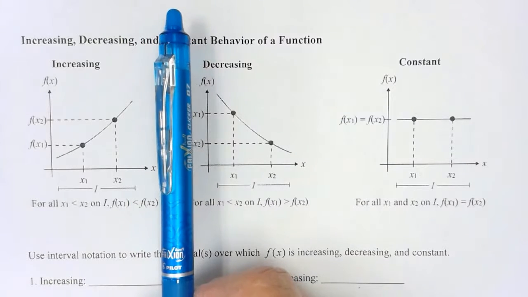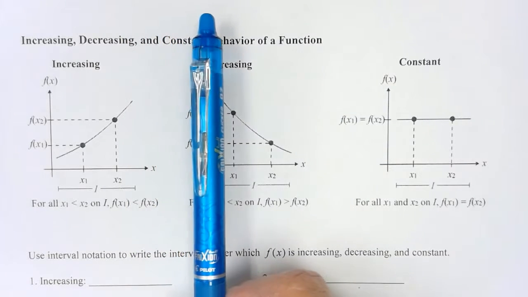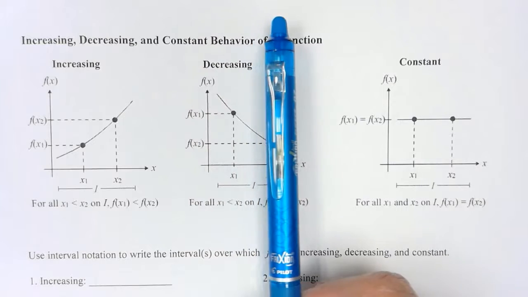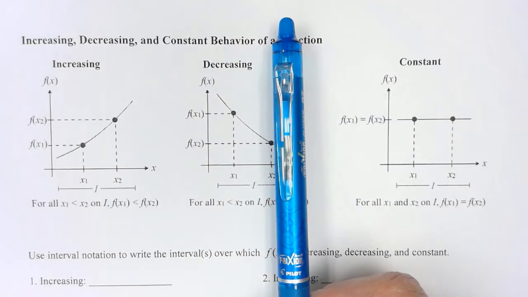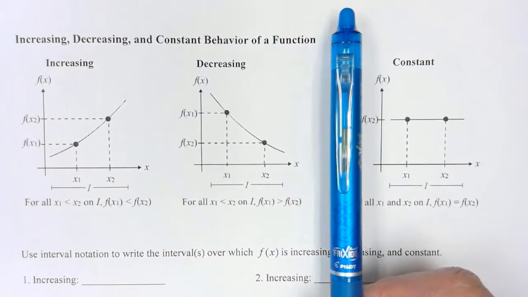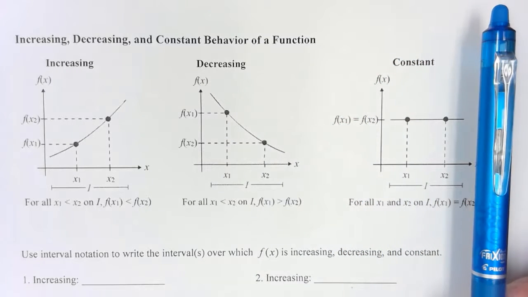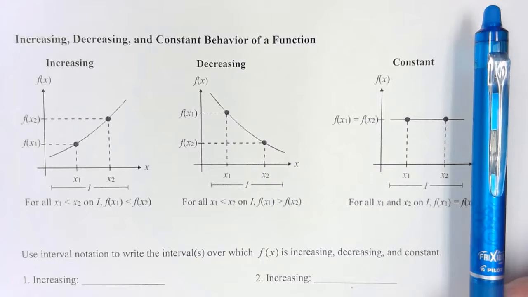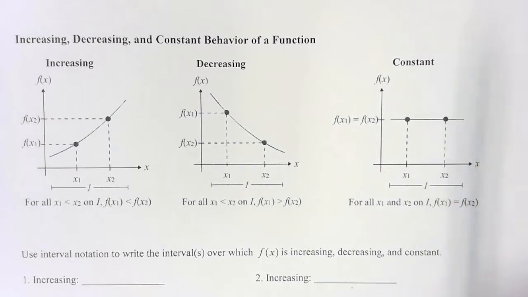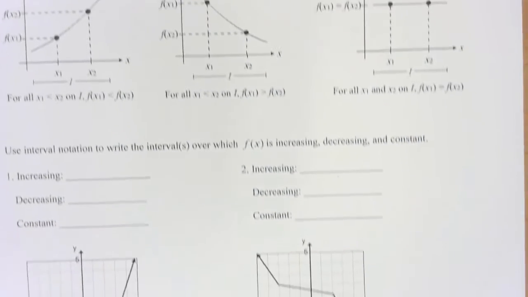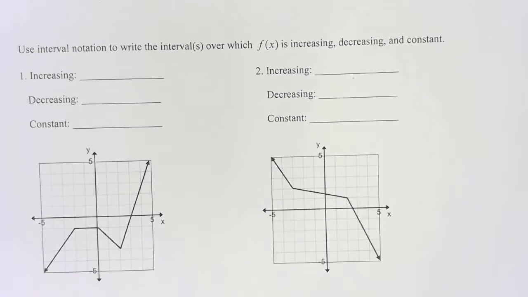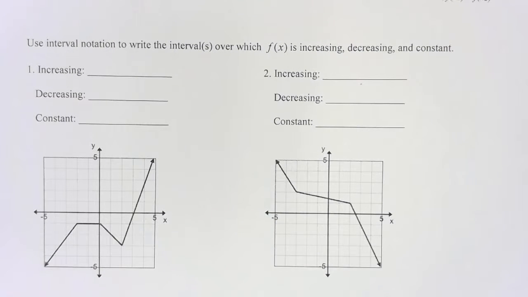In this next picture, as I scan left to right, notice your y values are decreasing. In this last one, notice my y values are constant. But you refer to this with the x's, so that's why you scan the x-axis. So for these two problems, we need to indicate where the curve is increasing, decreasing, or constant.